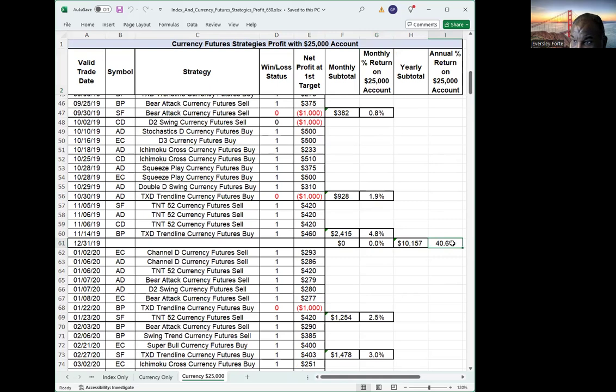It's a 40% return for the year on the account. If this was a $100,000 account, you would have made $40,000. Okay? A $1 million account is $400,000. A 10 grand account is $4,000. Realistically, you won't be in every single trade. Let's get real now, but you can get a feel for what's possible with consistency and following a plan.